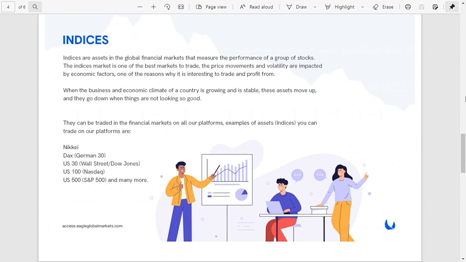Examples of assets which are indices you can trade on our platforms are the Nikkei, the DAX, the German 30, US 30, which is Wall Street or Dow Jones, US 100, NASDAQ, and US 500, which is the S&P, and also many more of these on our platform.